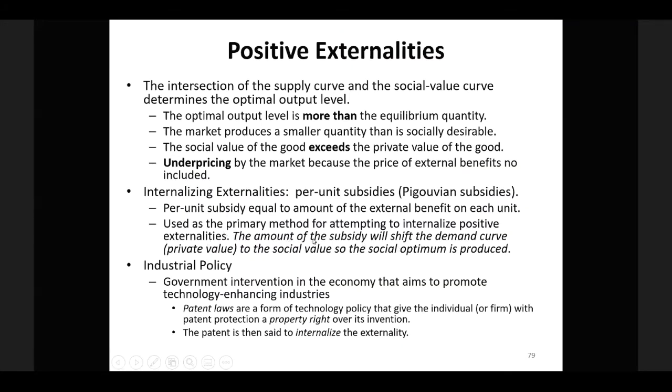So if we use the primary method of attempting to internalize the positive externality, then there is a need to grant a subsidy, so that this subsidy will shift the private demand curve to the social value demand curve, and the socially optimal level of output can be produced. I've explained that already. Another way by which this positive externality can sometimes be addressed is in an industrial policy environment. In that case, patents can be granted to firms that come out with an invention so that they can use the invention for a number of years before they make it available on the free market.